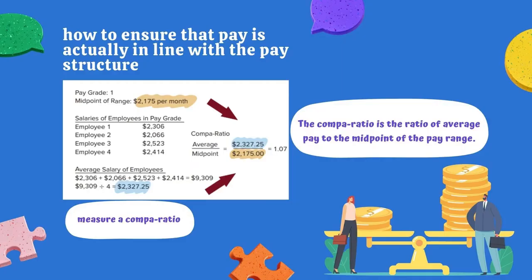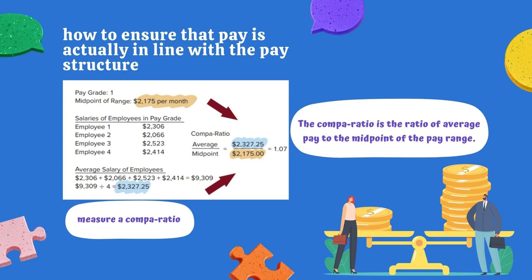How to ensure that pay is actually in line with the pay structure? Usually, the Human Resource Department is responsible for establishing the organization's pay structure. But building a structure is not the end of the organization's decisions about pay structure. As part of its management responsibility, the Human Resource Department therefore should compare actual pay to the pay structure, making sure that policies and practice match.